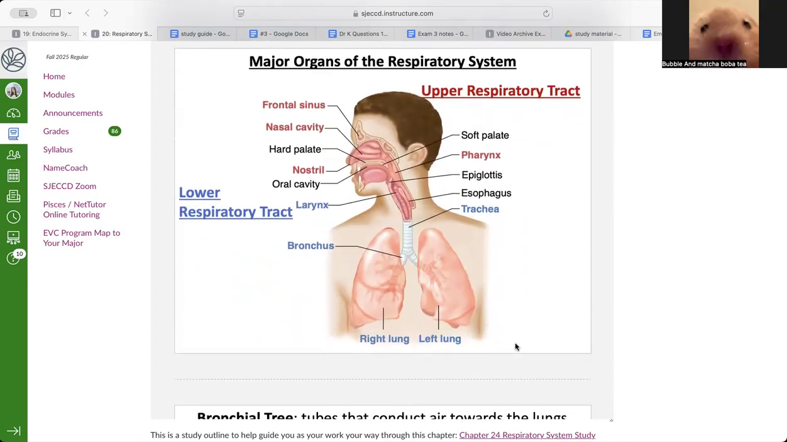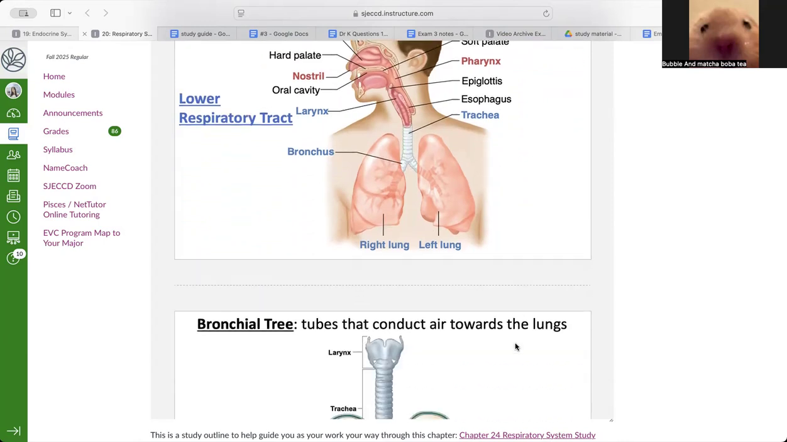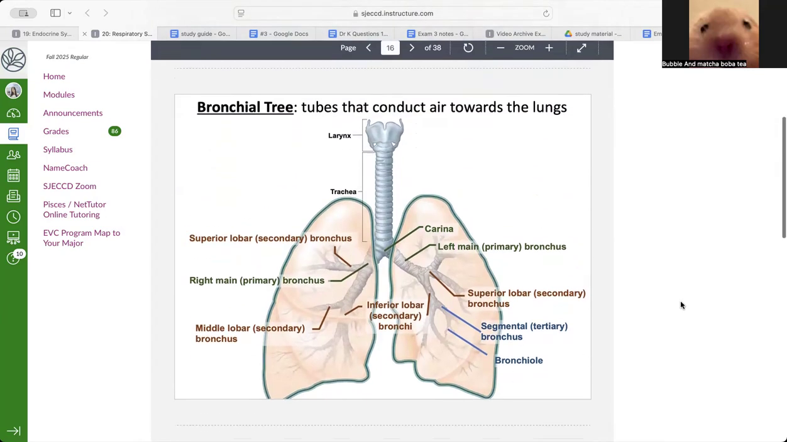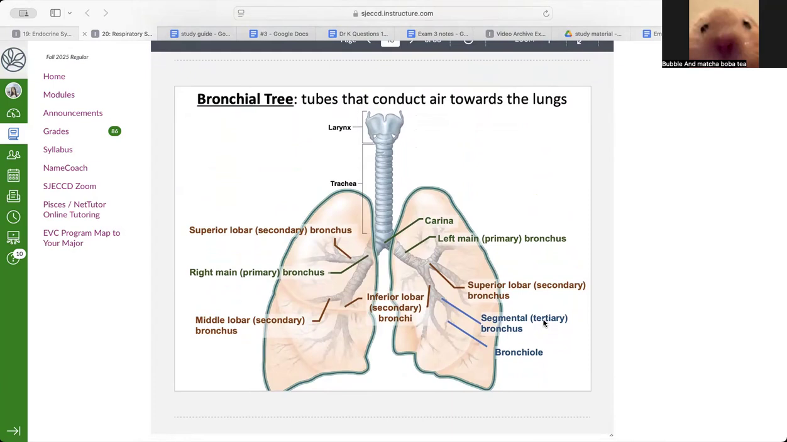So the trachea is the most superior organ of the bronchial tree. The bronchial tree is a set of tubes that conduct air through the lungs. It takes the air after it's gone through the larynx and conducts it down to the lungs. The trachea is a tube 1 inch in diameter and 5 inches in length. Right after it enters the thoracic cavity, it branches.